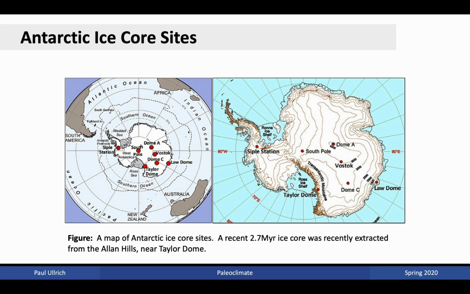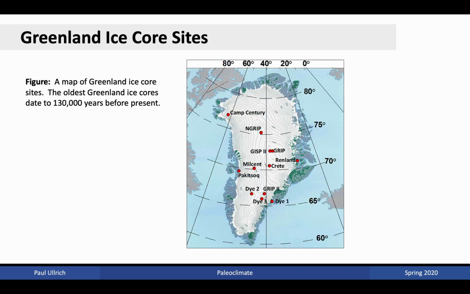Antarctic sites include Dome A, Dome C, Vostok, and Taylor Dome. Most recently, a 2.7 million year old ice core was extracted from the Allen Hills, located near Taylor Dome. Also, the Vostok ice core, which will be the focus of some of our later discussion, gives us an 800,000-year glimpse into the Earth's climate history.